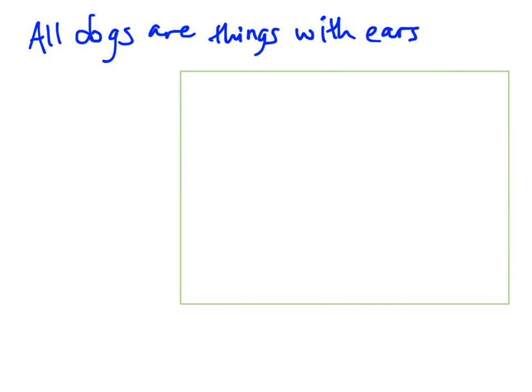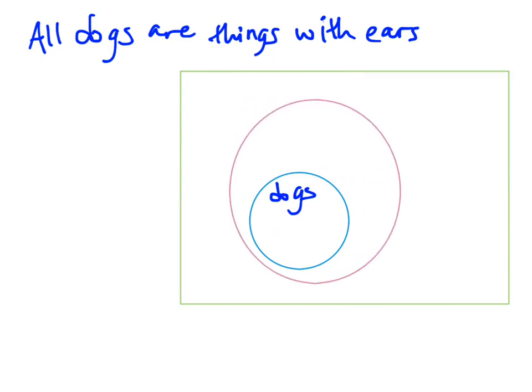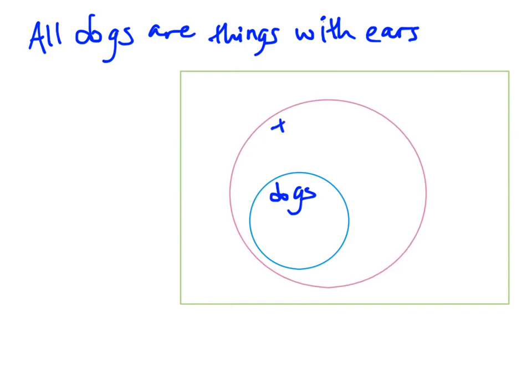So let's make a circle for dogs. And then we'll make another circle around that for things with ears, and I'll label that. Things with ears. And then it's up to you or the context what the rectangle would represent. So we might be talking about animals, it might be pets, it might be mammals. It depends on the context.